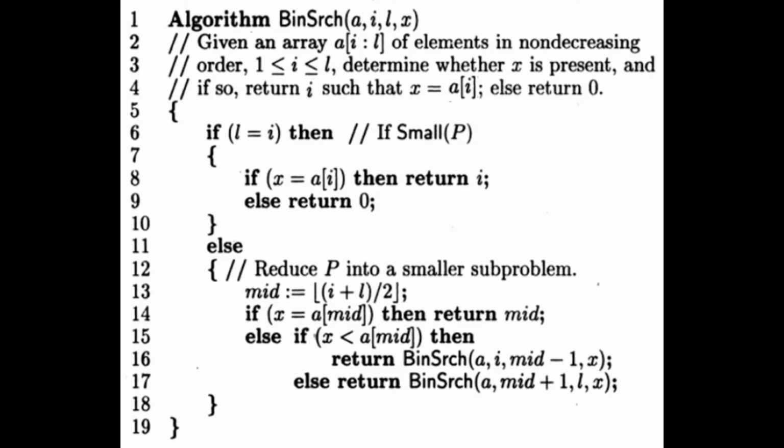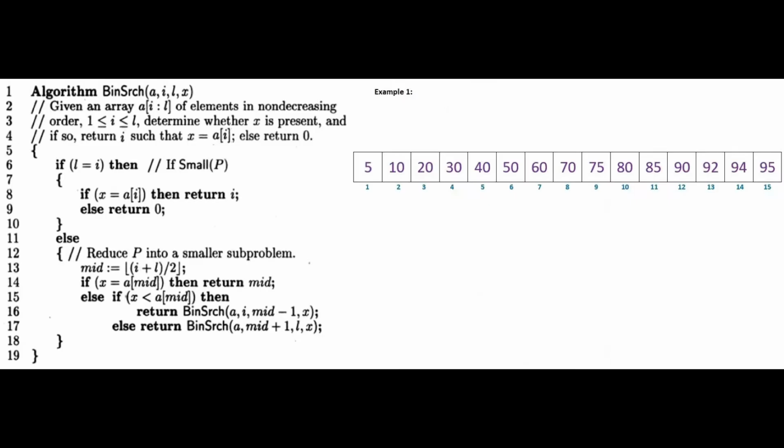There are mainly two blocks in this algorithm: the if block and the else block. The if block executes if the problem is a small case. The else block executes if the problem is large.